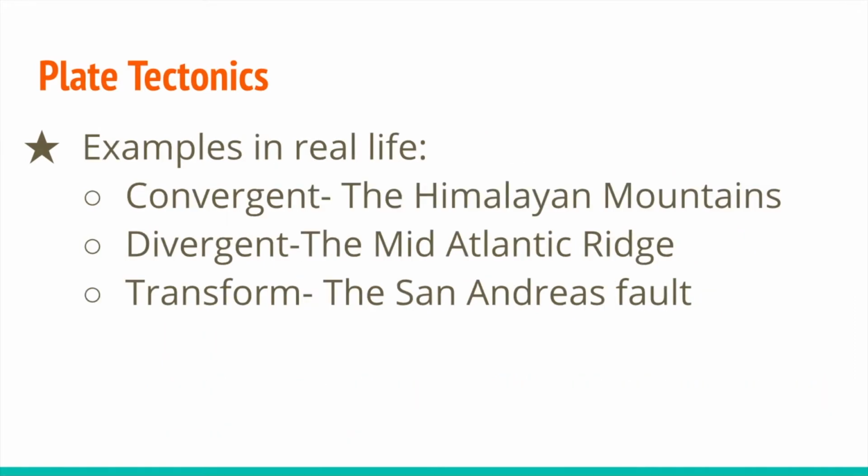So here are some real examples of areas where these boundaries take place. Convergent boundaries would be the Himalayan mountains. Divergent would be the Mid-Atlantic Ridge, and the transform fault would be the San Andreas Fault, which we read about earlier.